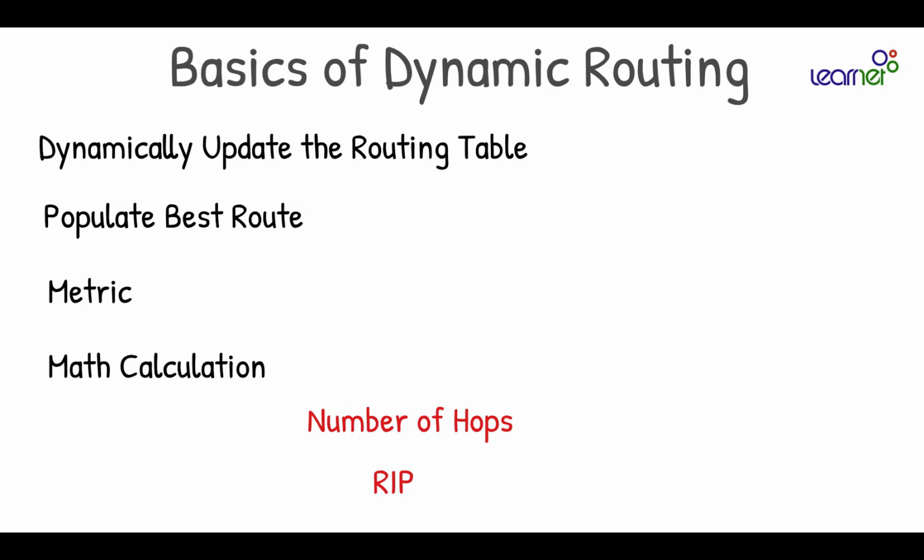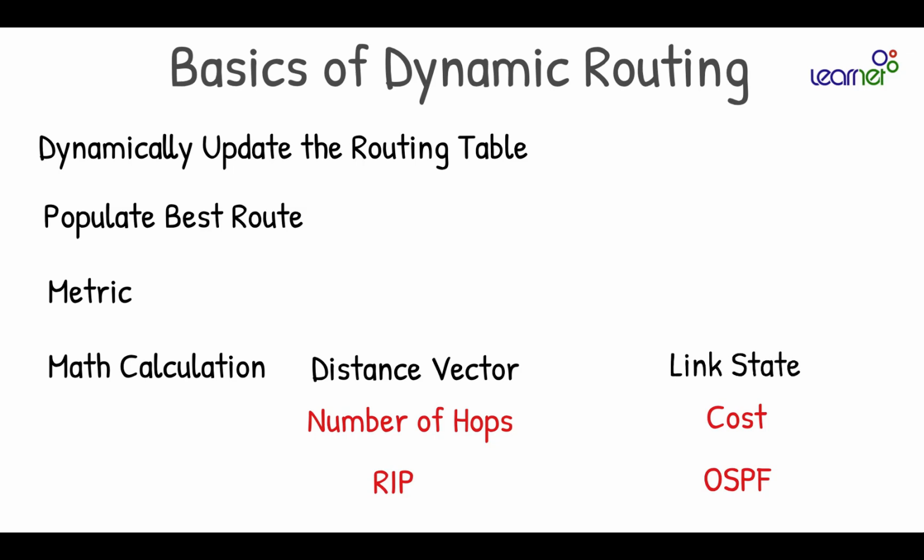Since RIP only counts hops, or the number of routers, it's classified as a distance vector protocol. In contrast, OSPF, which stands for Open Shortest Path First, uses a much more sophisticated metric. It calculates the cost of each link, taking into account factors like bandwidth, delay, etc. This makes OSPF a link state protocol designed for more robust and accurate routing decisions.